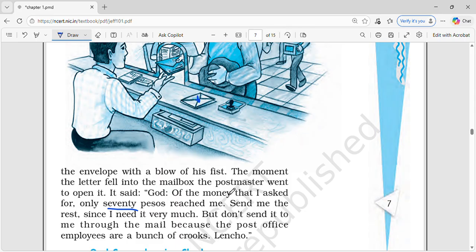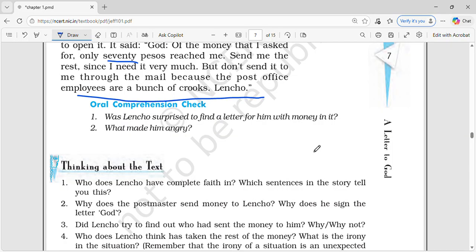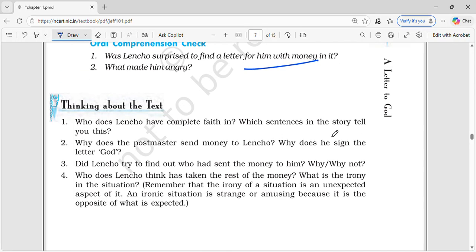Send me through any other means, because all of the employees there are a bunch of crooks. They might steal the money, and they were actually very bad. So was Lencho surprised to find a letter for him with the money in it? No, he was not surprised. He was actually really confident when he opened the letter. What made him angry? Because only 70 pesos had reached him, and not the 30 left.